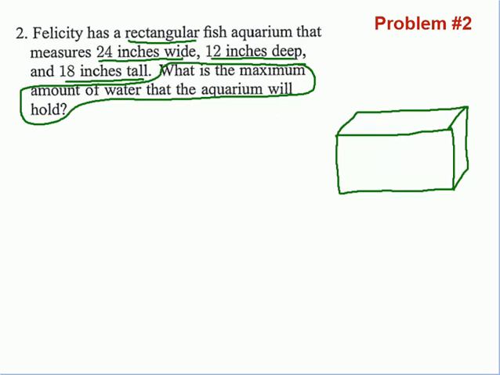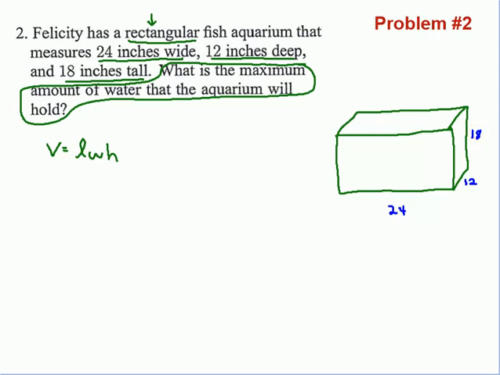That is a question for volume, because remember that volume is how much something will hold inside of it. So we know a formula for a rectangular prism, because remember that's what this shape is. The formula for a rectangular prism is length times width times height. So what are the dimensions of our aquarium here? Well, we know that it is 24 inches wide. So I'm going to say that's 24 inches there. You know what? We'll make this the width right here. It's 12 inches deep. And it is 18 inches tall. That's our aquarium.